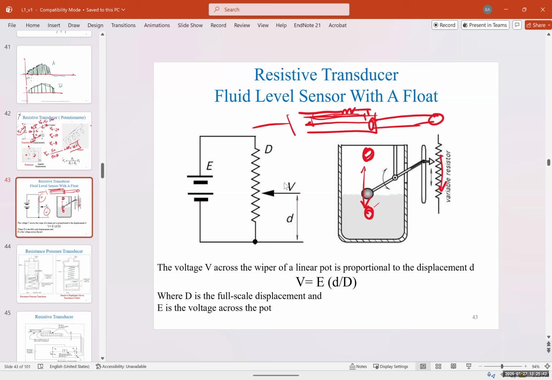Let me give you a small example. If E is 12 volts, D is 50 ohms, and this small d is 15 ohms, I want you to find the output voltage. What is the output voltage V? Again, this may be a question that you have in your first exam. So E is 12, d is 15, and capital D is 50.